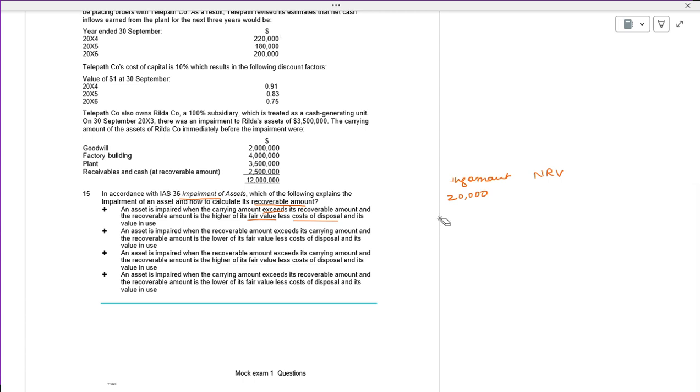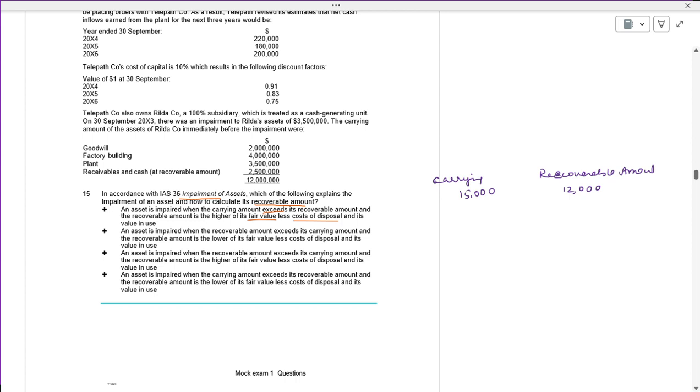I will put the same one that we have done, if you remember. What does it say? Carrying amount exceeds recoverable amount. Carrying amount is 15,000. Recoverable amount is 12,000. Go step by step.